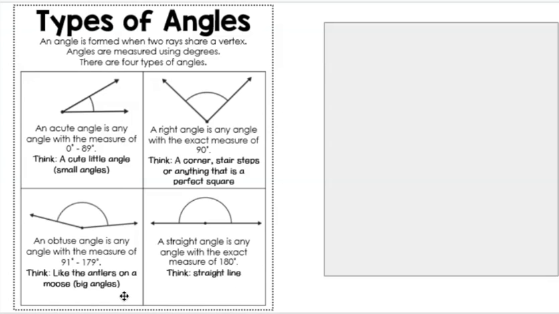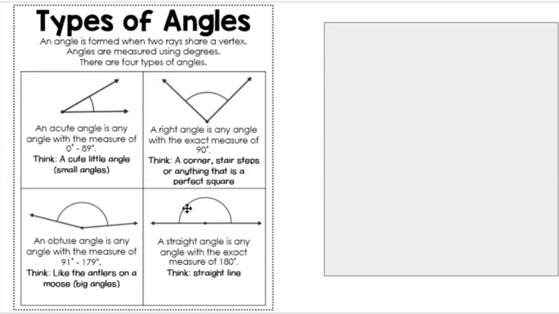So, like antlers on a moose, big angles. And you can see that an obtuse angle is any angle that measures 91 degrees to 179 degrees, because something special happens when we reach 180, which is this right here. And this is called a straight angle. You can also think of it kind of like a straight line. So it's where those two rays meet and it forms an exact straight line.